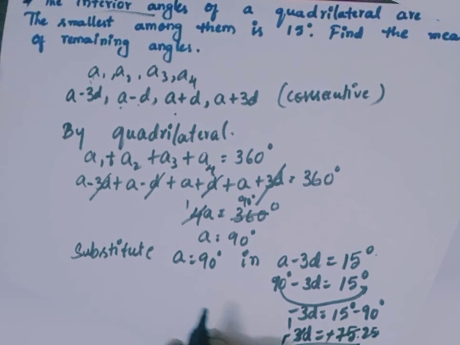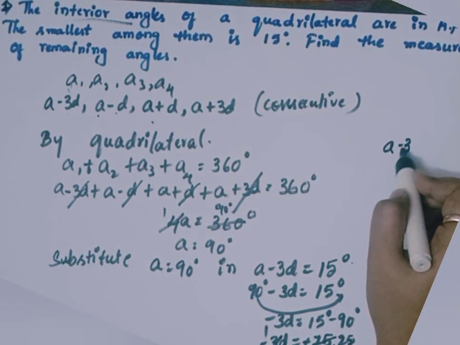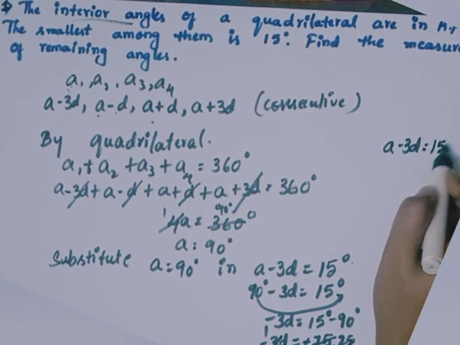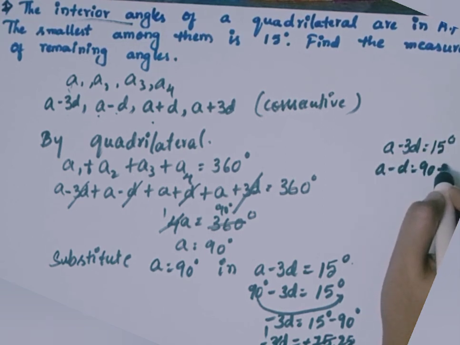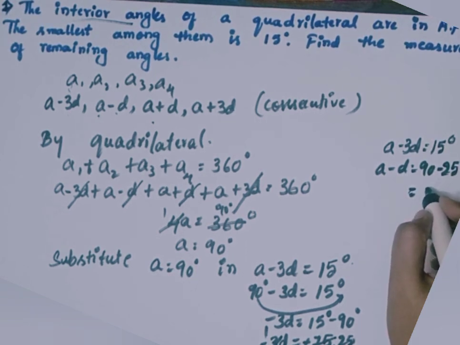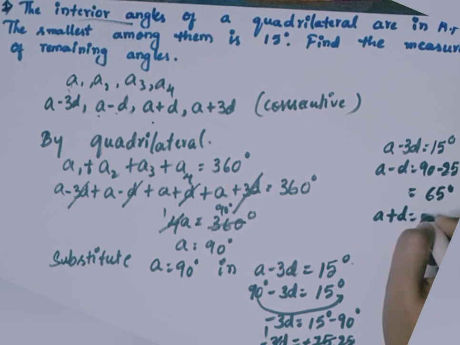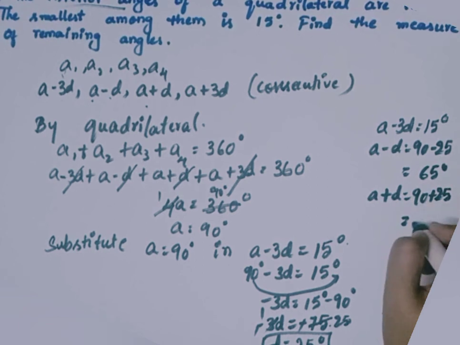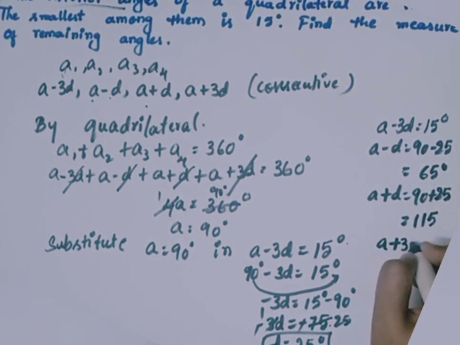So now we can find all the angles. The first one we already know: a minus 3d is 15 degrees. Next, a minus d means 90 minus 25, which is 65. Next, a plus d is 90 plus 25, which is 115. Next, a plus 3d gives us 165.